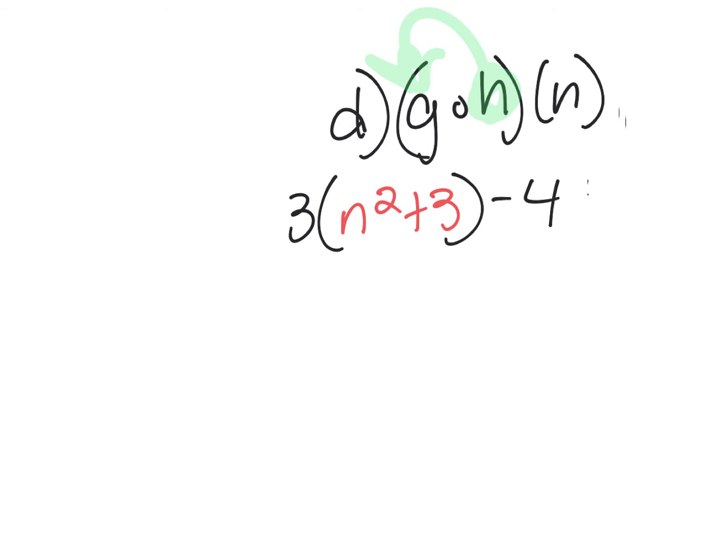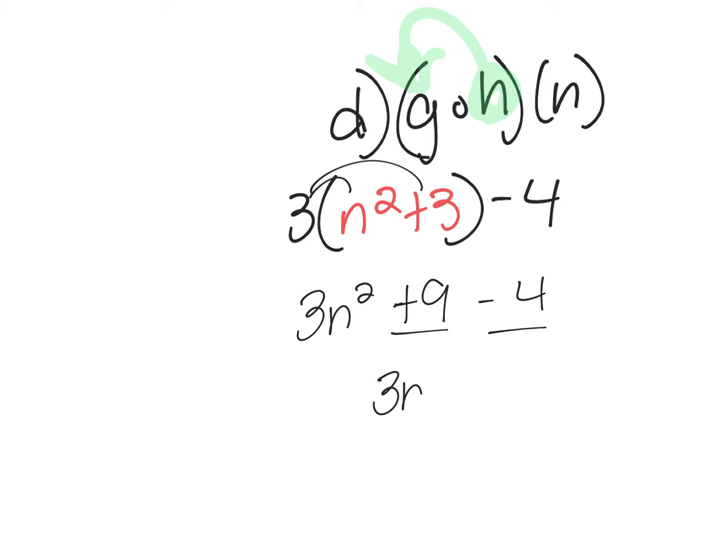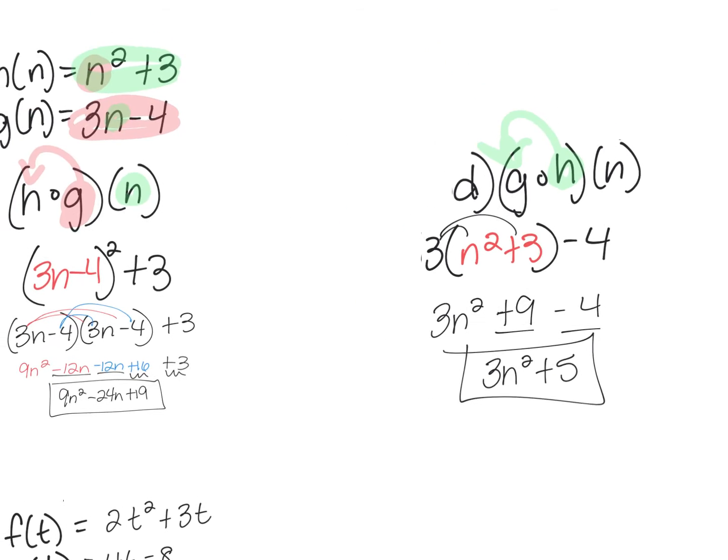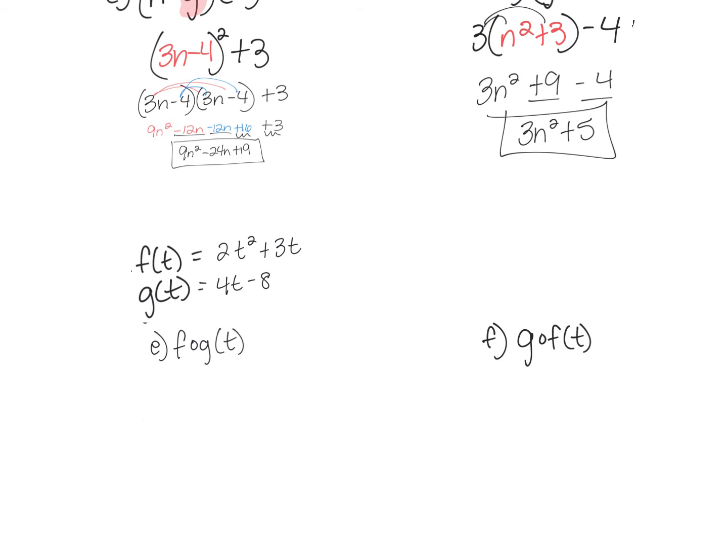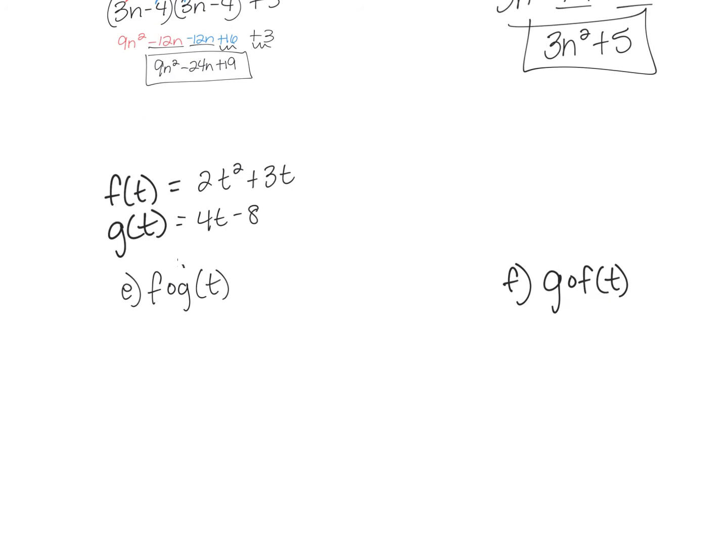All right, so now let's clean it up. I need to distribute this 3, so that would give me 3n squared plus 9 minus 4. Combine your like terms, and I have 3n squared plus 5. And that's it. Two more. Okay, so this one's probably as tricky as it's going to get. No big deal, we can do it.